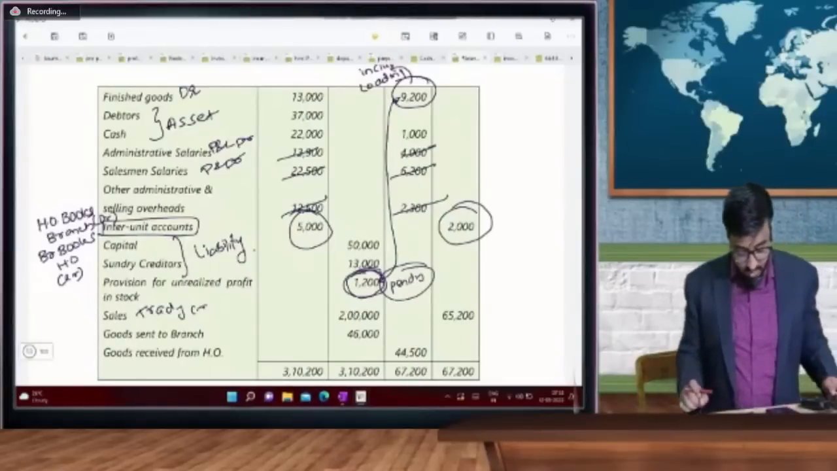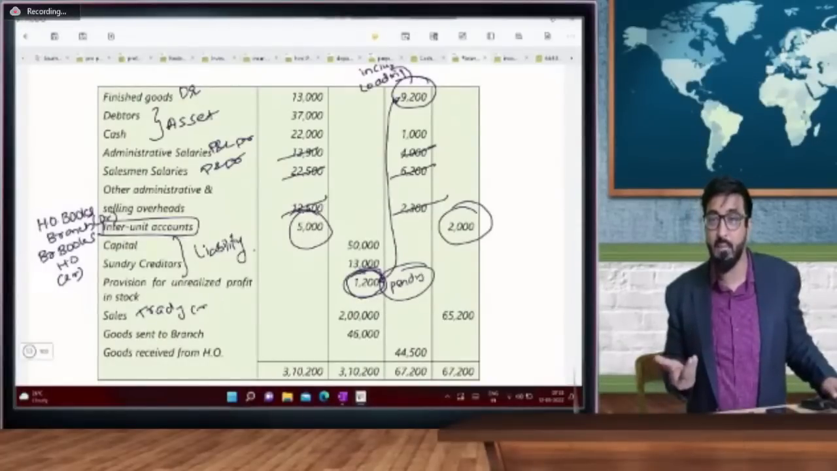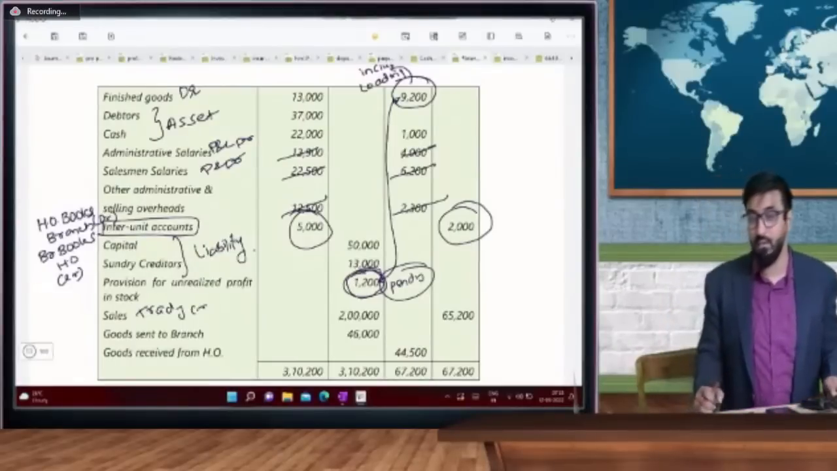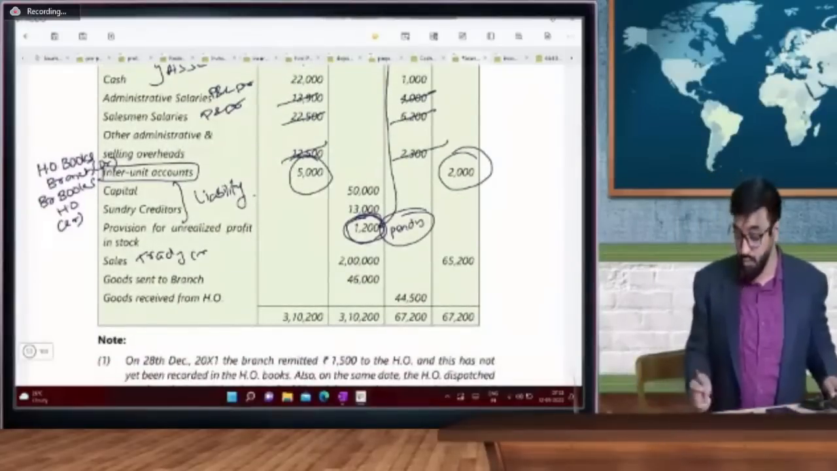Yes, Vikas ji. Inter-unit accounts means first we will reconcile it and then first we will update our trial balance, and then we will finish with the posting part of inter-unit accounts. So we have to complete first updation. Goods sent to branch. Now you can check here.